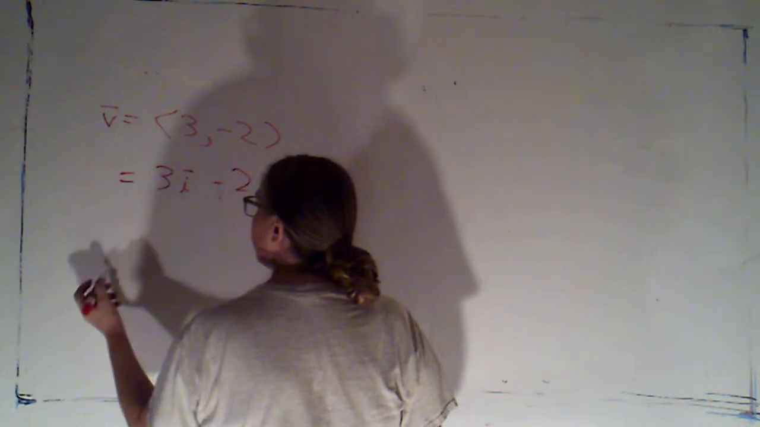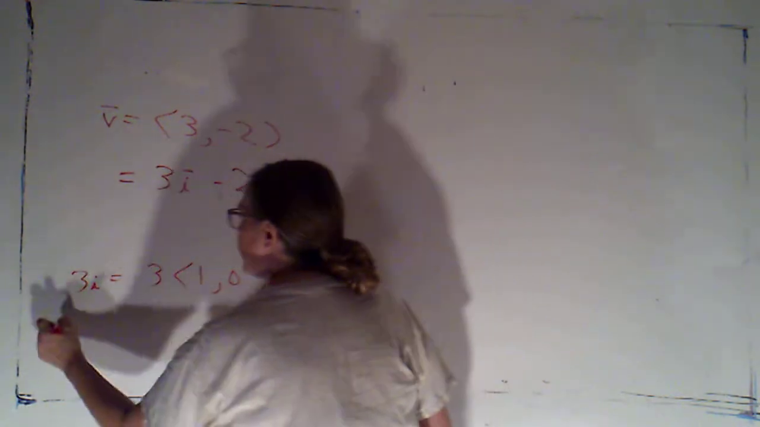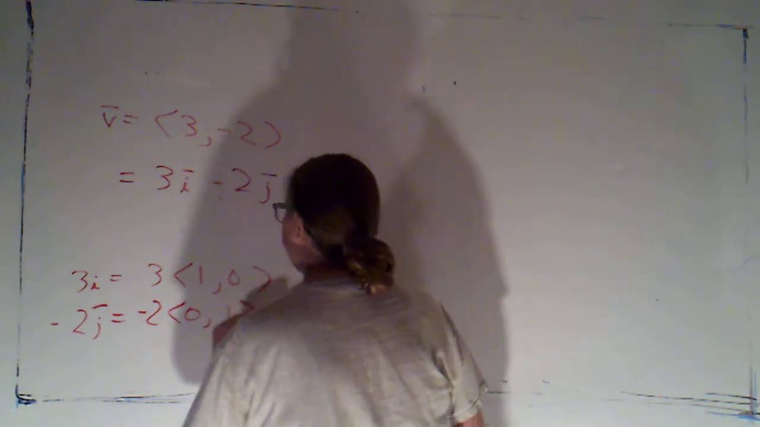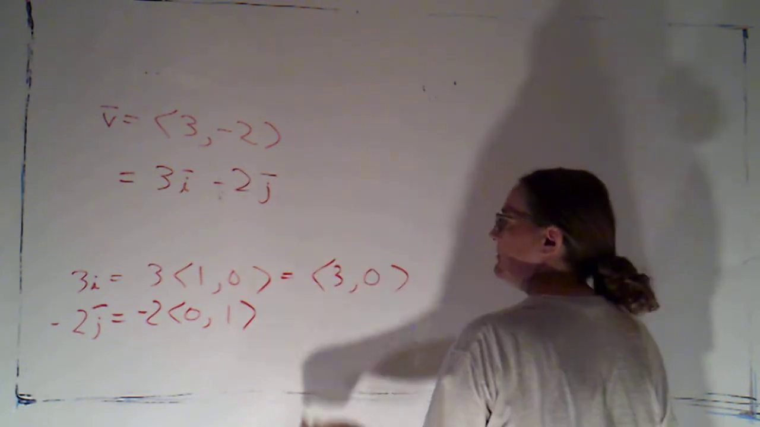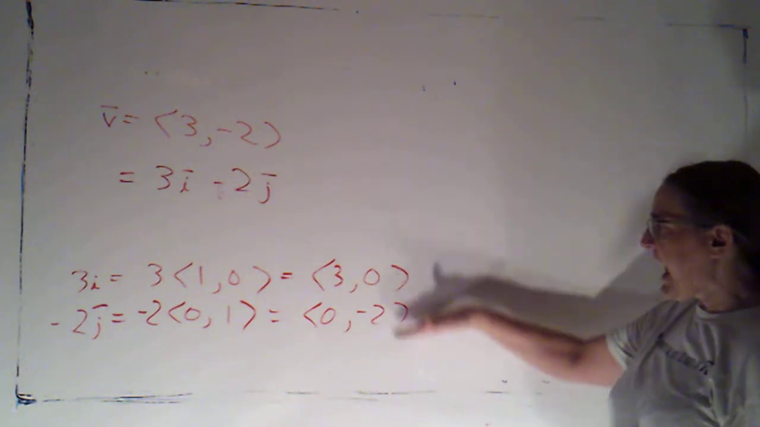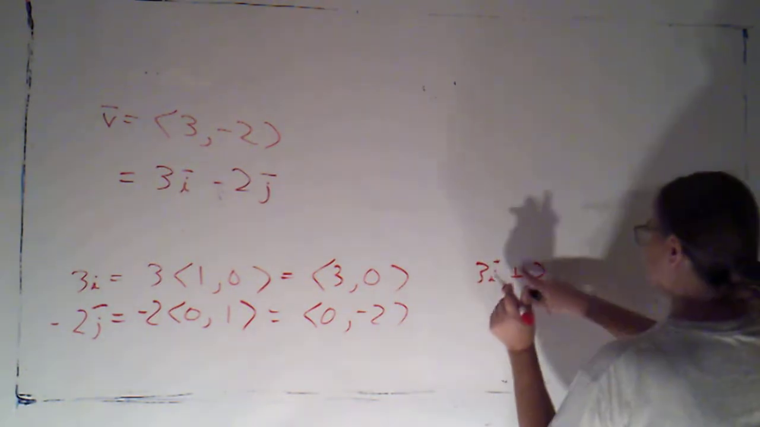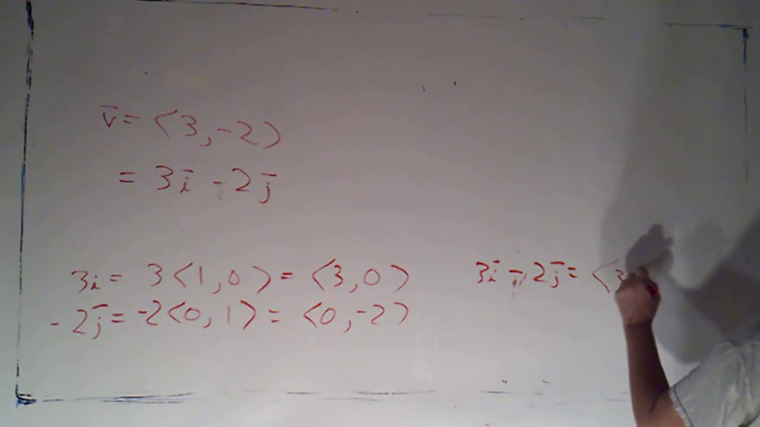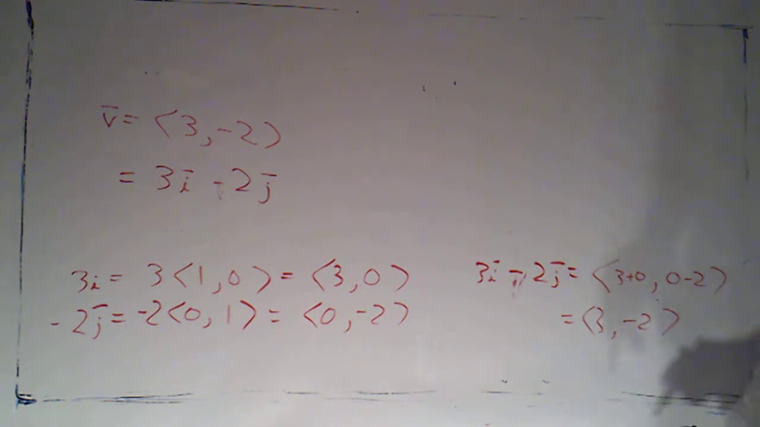3 copies of i would be 3 copies of 1, 0. Negative 2 copies of j would be negative 2 copies of 0, 1. Now, if I do the scalar multiplication, 3 copies of 1, 0 is just 3, 0. Negative 2 copies of 0, 1 is 0, negative 2. If I add these vectors together, 3i minus 2j, I'm just going to get 3 plus 0, 0 minus 2, I'm going to get 3, negative 2.